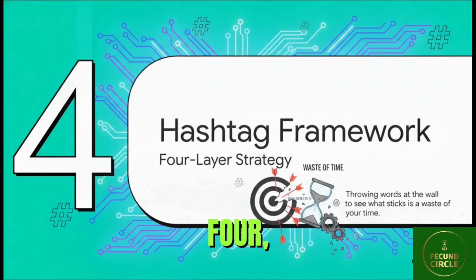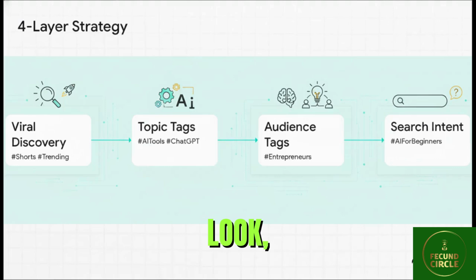Next up, step 4, our hashtag framework. We call this the 4-layer strategy. Look, guessing at hashtags is dead. Just throwing random words at the wall to see what sticks is a complete waste of your time. You need a structured approach for reach and relevance. Think of your hashtags as 4 stacked layers that act like a map, telling the algorithm exactly who needs to see your post.